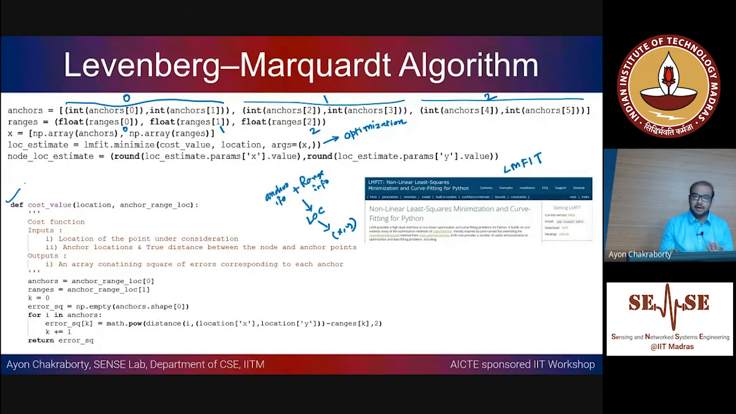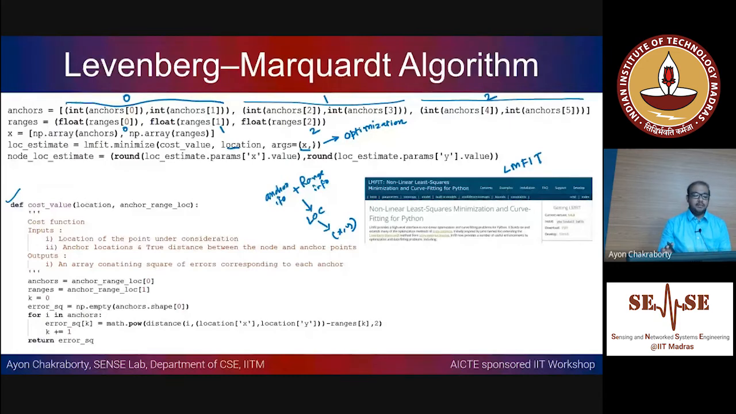We have a model parameter, and the model parameter is basically the beta in case of your lm algorithm that I have discussed in the last slide. That is your location. And you have given some arguments or inputs to your objective function, or cost value in this case, which is x. What is x? X is an array that contains anchors and ranges.